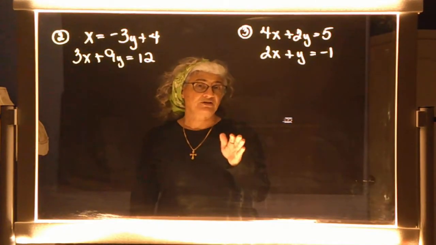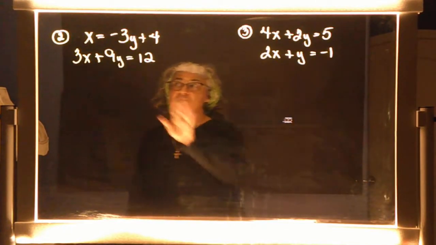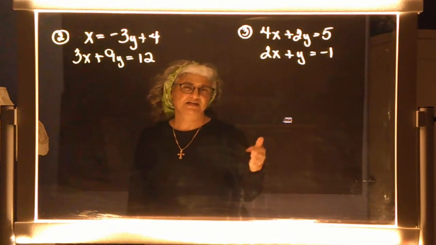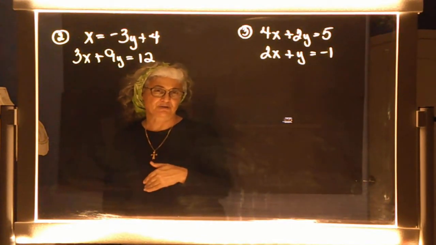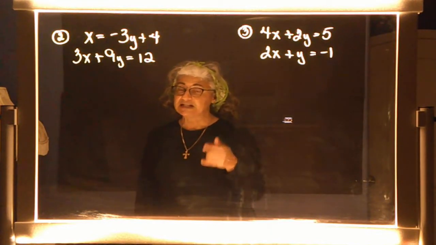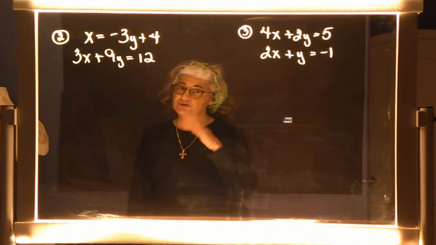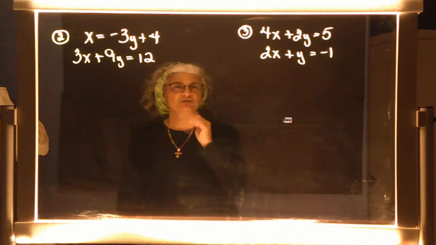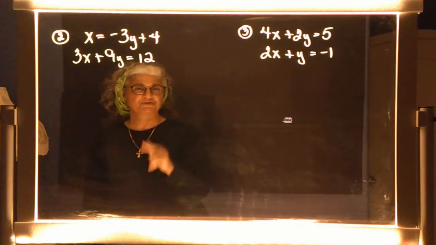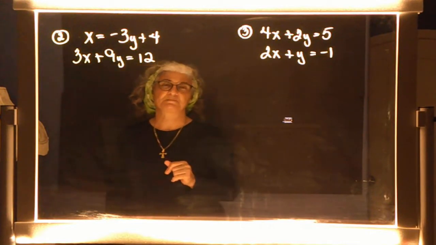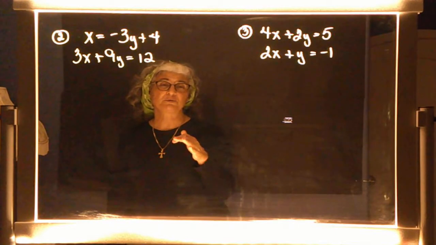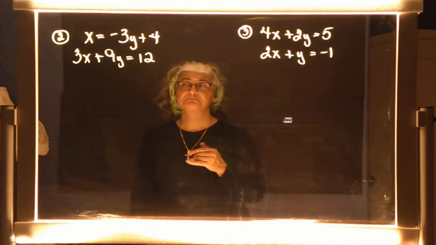Okay, so we're still solving using the substitution method. So let's look at number 2. Hopefully you wrote down the steps as I was going through it in the last problem. Did you? If you didn't, rewind this video and go write those steps down because I'm assuming you did. Okay, so first steps first. Remember what the first step is for the substitution method. Good. Solve one of the equations for one of the variables.